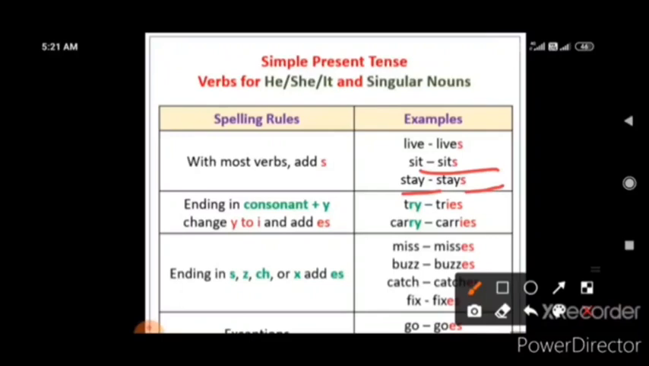Next, ending in consonant plus y, change y to i and add es. For example, try. See, ending in consonant plus y. See, before y what will come? R. So change y to i and add es. Try, tries, carry, carries, study, studies, like that.